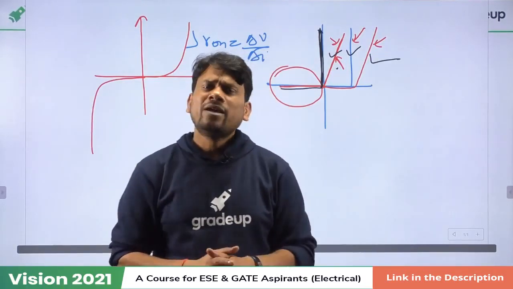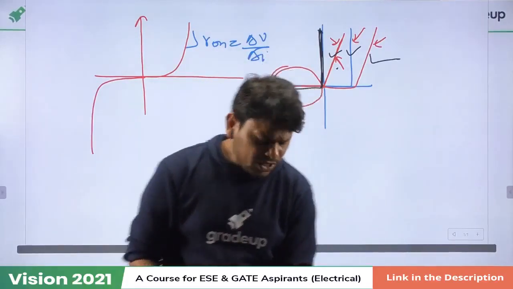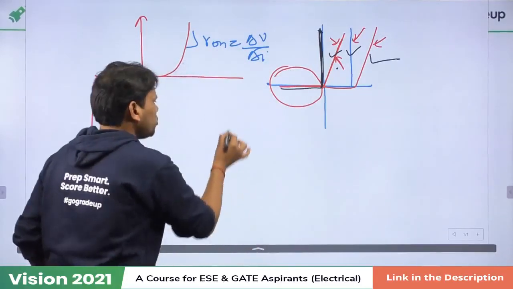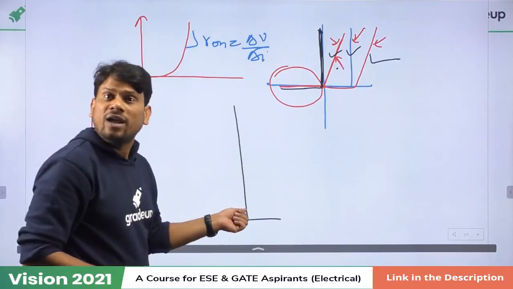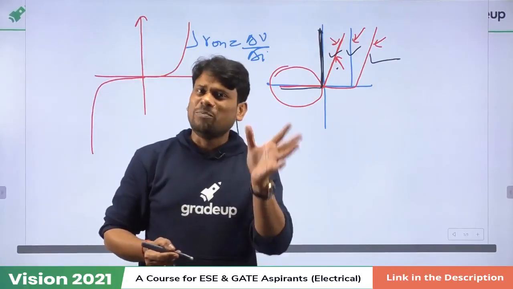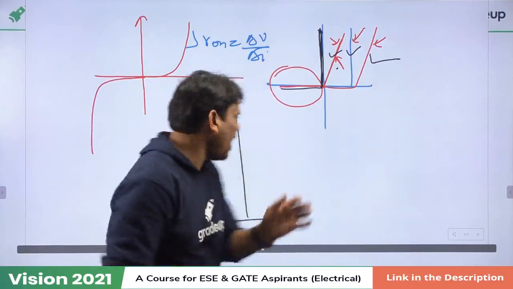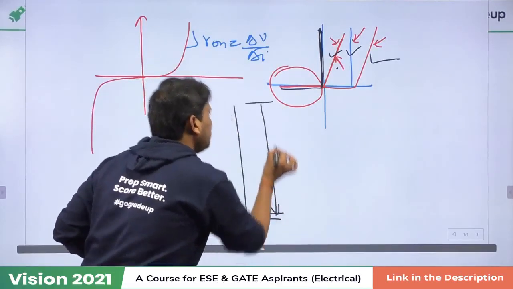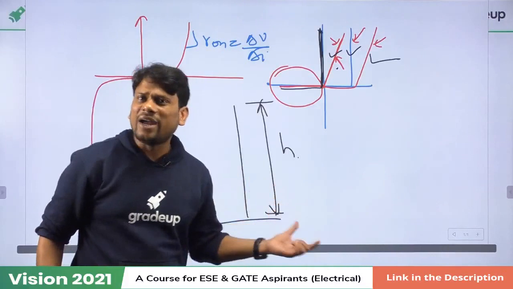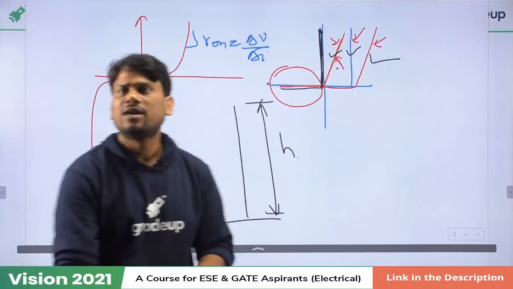For example, suppose I am going to take one example, dear friend. Suppose we have here one pole, and I am going to ask a very simple question. What will be the height of this pole? Yeah, somebody tell me please. What will be the height of this pole?